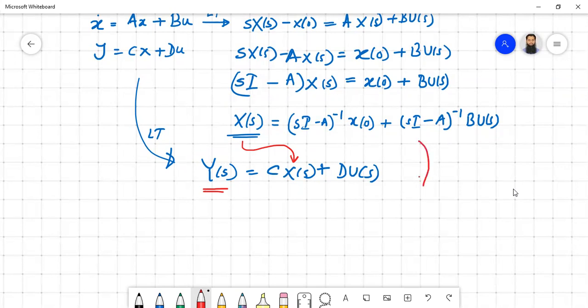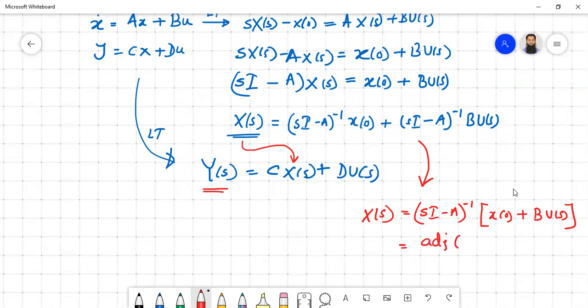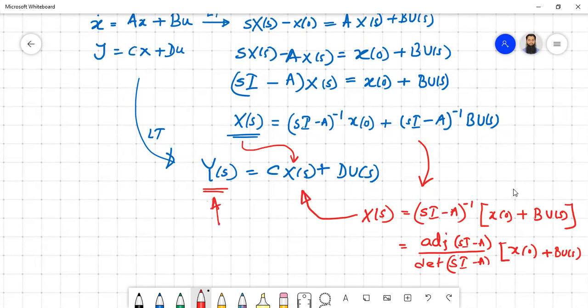This X(s) can be simplified a bit like this: X(s) equal to, taking common (sI minus A) inverse, then we have x0, the initial condition of the states, plus BU(s). As we know, we are going to use the adjoint and determinant of (sI minus A) to figure out the inverse matrix of (sI minus A). So this will be the final solution of the state equation. Once we know this solution, we put it here to find the value of Y(s). The ultimate objective is to calculate the output value.